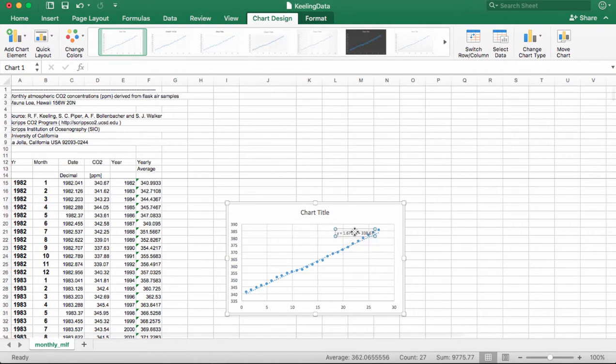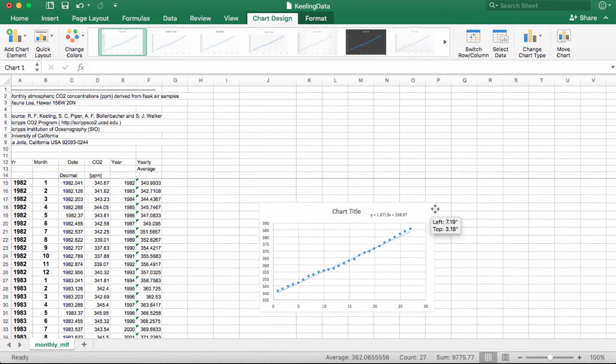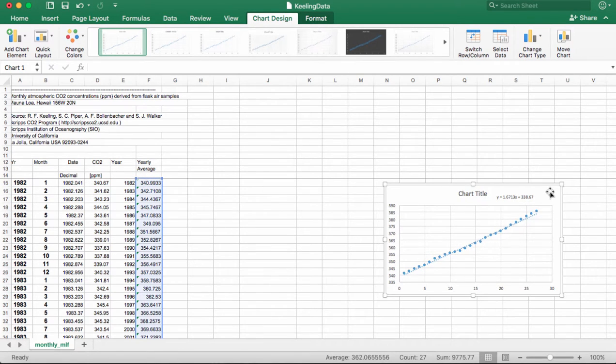But I close it off, and then when I move my equation, I see that I've got y equals 1.6713x plus 338.67, where x is time in years, and y is atmospheric CO2 in parts per million. Now, what I wanted to do with that linear trend is subtract it from the monthly data. So I'm going to take each monthly reading and subtract off the predicted value from this linear equation. But I need to modify it so that instead of time being measured in years, it's measured in months.